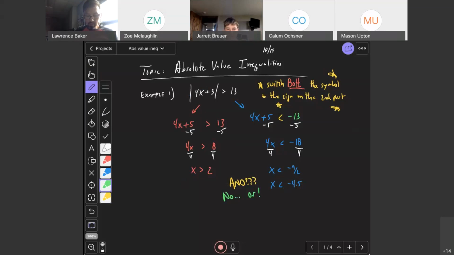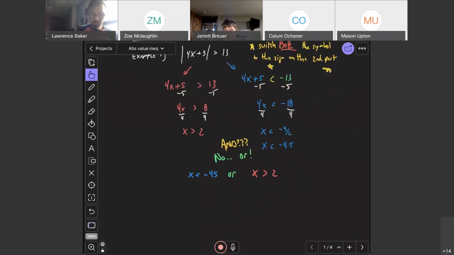So what I would suggest, really just need to throw the word or between the 2 answers. But what I would suggest is to go ahead and take the smaller of the 2, so in that case, the negative 4.5, and bring that over to the left side. So x is less than negative 4.5, and then or, and then x is greater than 2. So by ordering it this way, you're going to make the graphing easier for yourself.